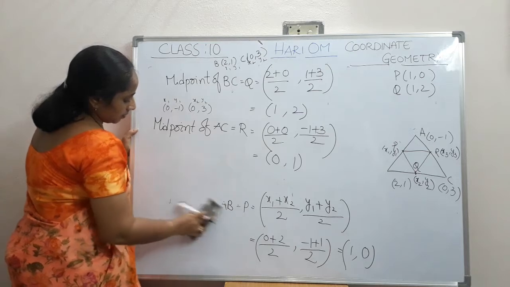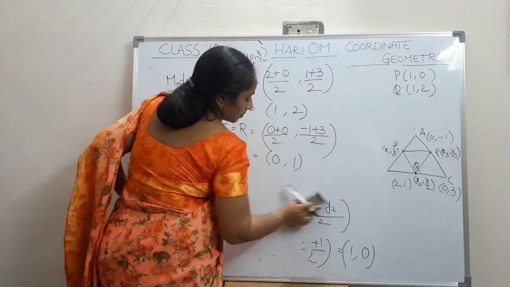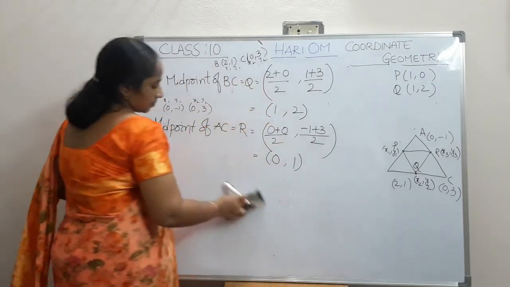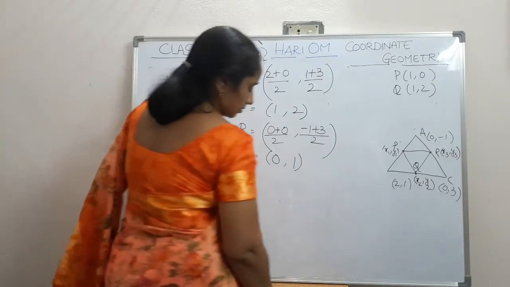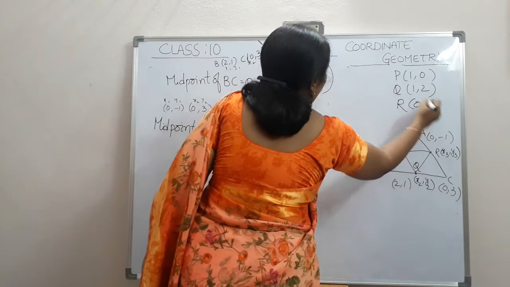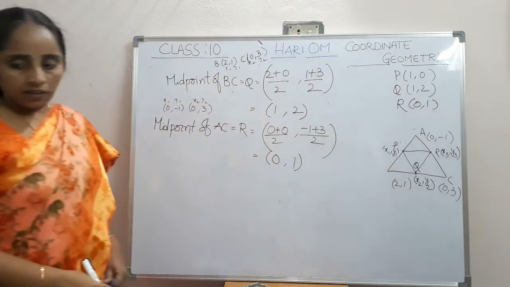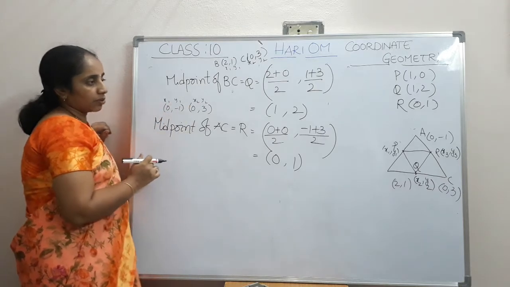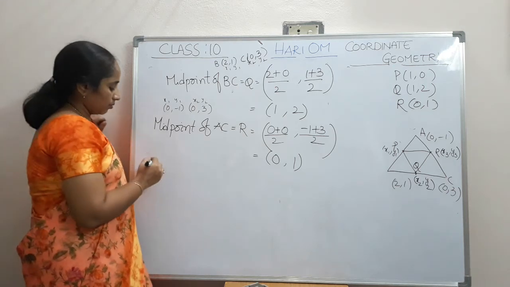Now the three vertices are P 1 comma 0, Q 1 comma 2, and R 0 comma 1. Here we need to find the area of triangle PQR and the area of triangle ABC.